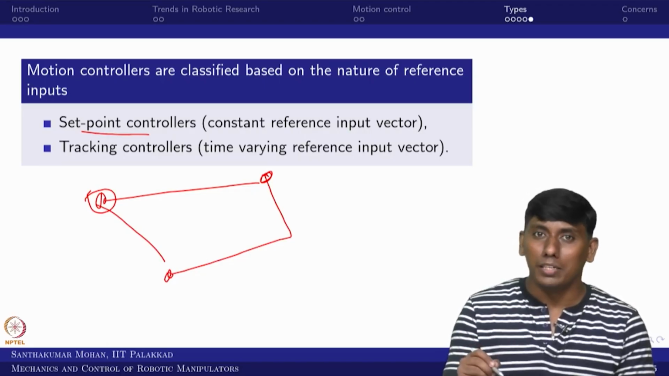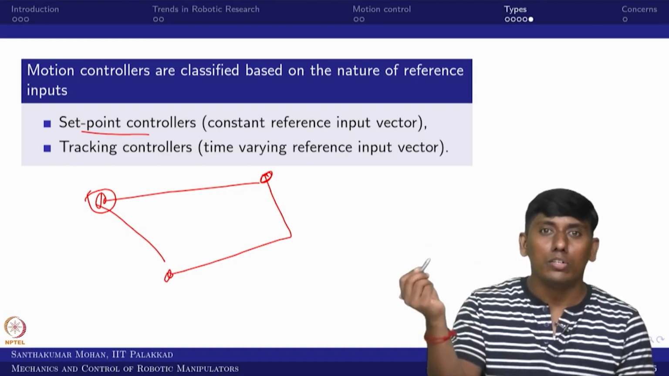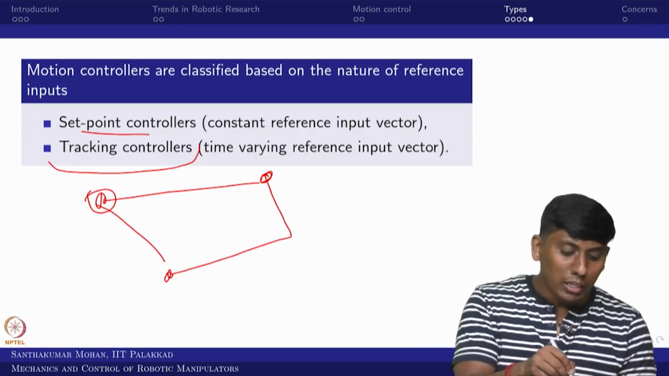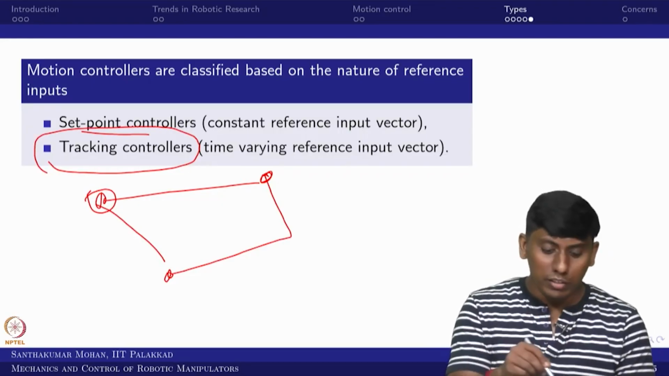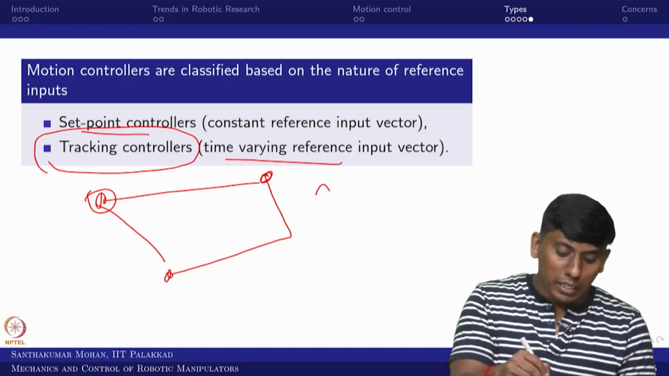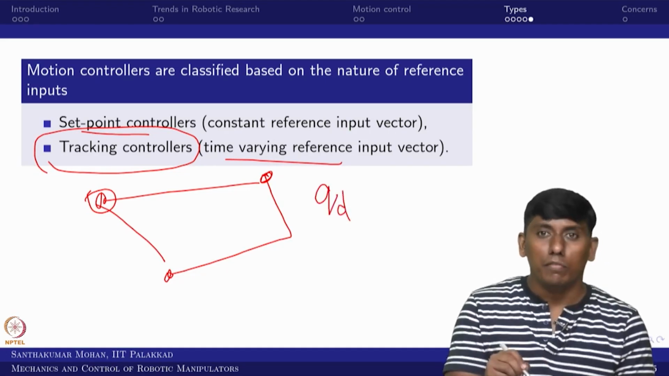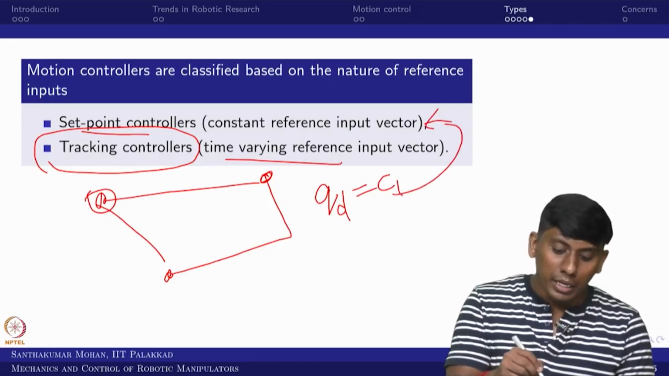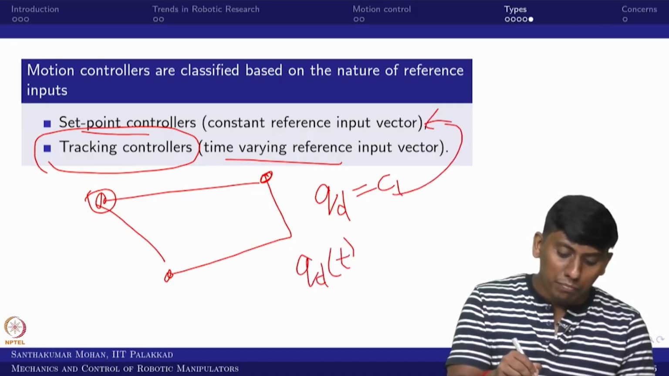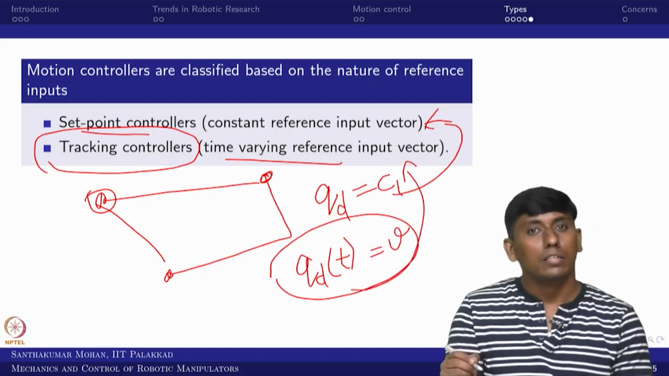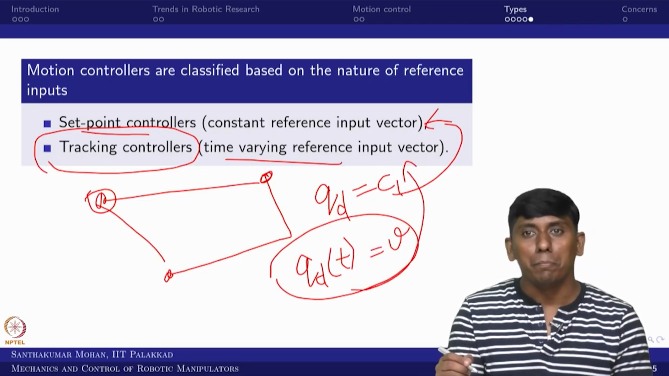Some people even call it stabilization, where from any non-zero initial condition we come to the home position. That is what we call stabilization. But more commonly we use tracking. In the sense, a time-varying reference input would be given. For example, q desired is the reference. This is constant for the set point. Whereas q desired of t is a variable, and this is what we use for tracking control or servo control.